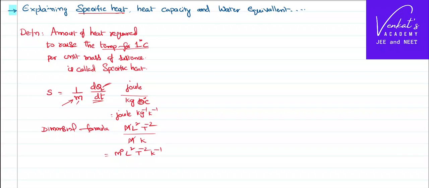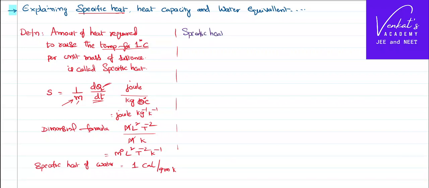Say for example, the specific heat of water is a standard value, depends on the nature of the water and nothing else. 1 calorie per gram per Kelvin. See, the unit looks different. Let me explain what the meaning of that is. Specific heat of water is equal to 1 calorie per gram per Kelvin.